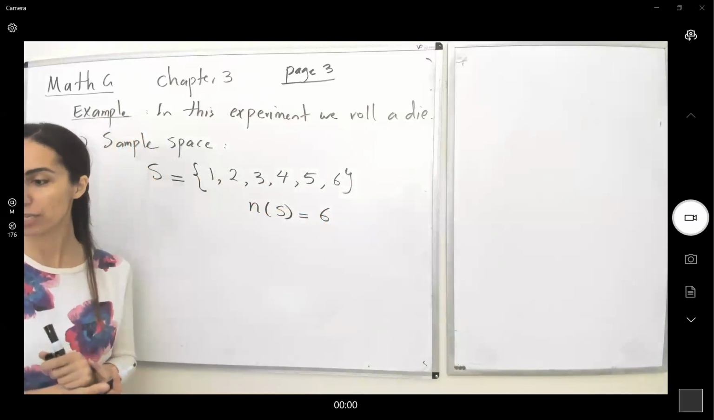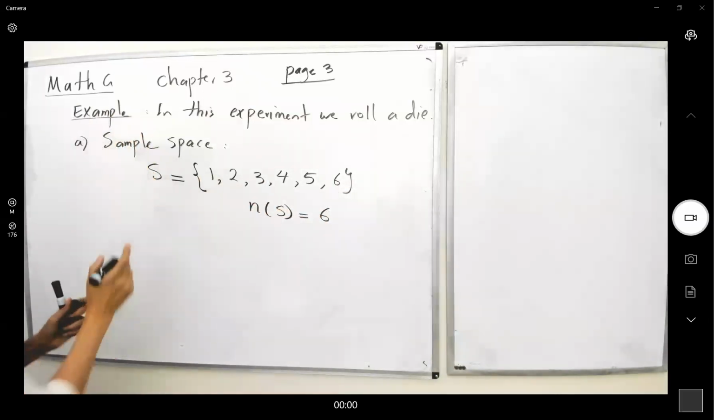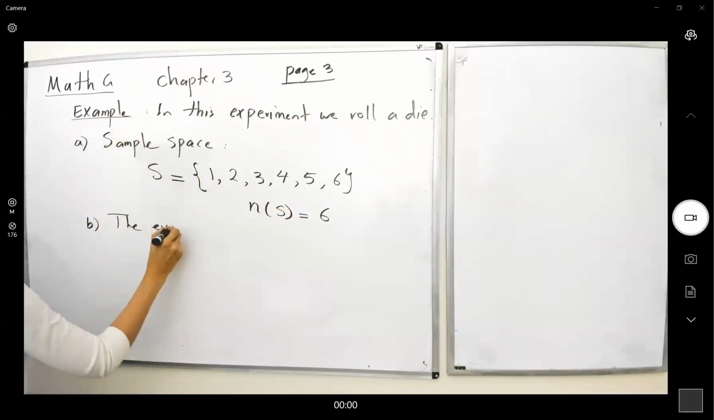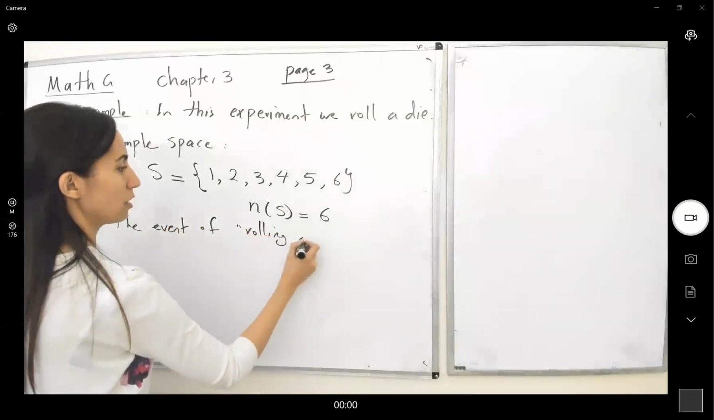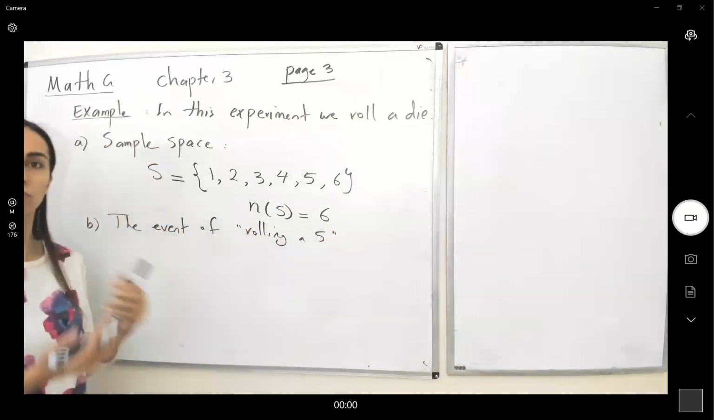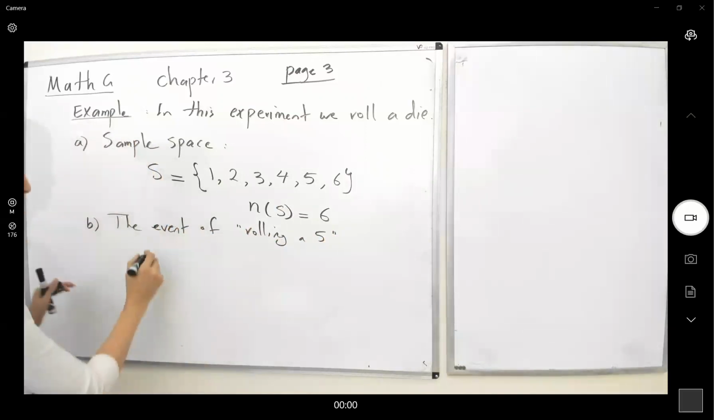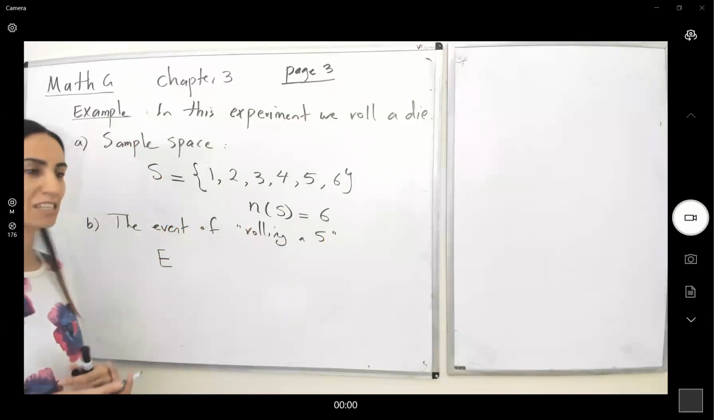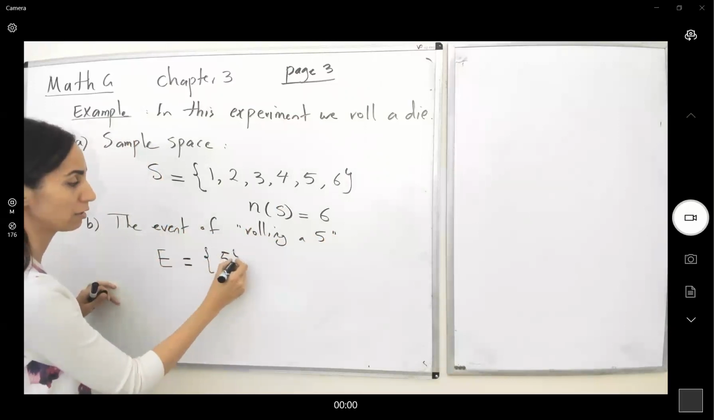Part B of the question is, what's the event of rolling a 5? The event of rolling a 5. So remember that we define an event to be a subset. Let us use a capital letter like E representing this event. Event E is equal to the set including 5.